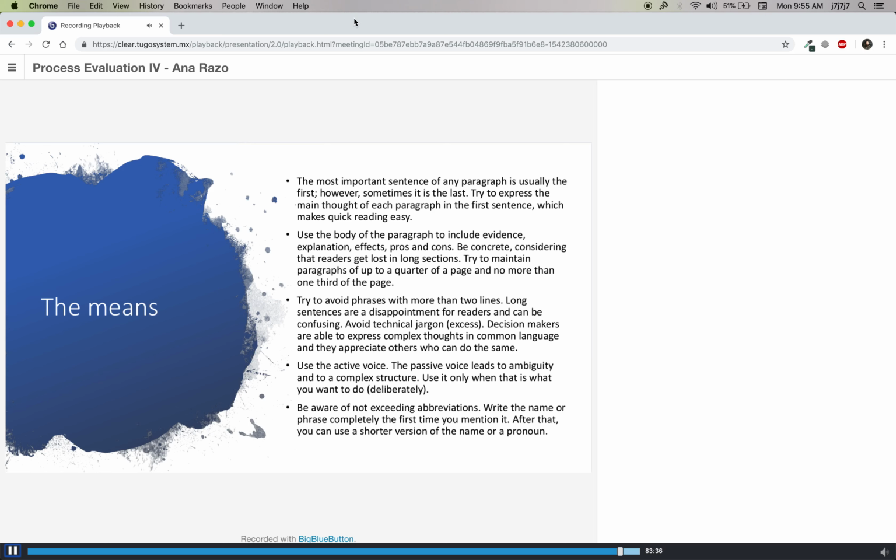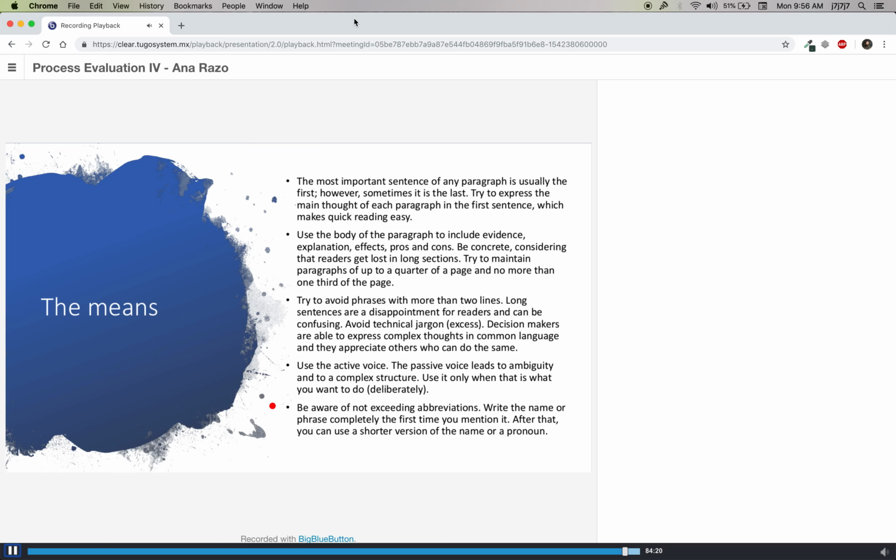Do not have very long sentences or paragraphs. Include short paragraphs. So keep these ideas. Try to avoid long phrases or sentences. Try to include coherent sentences. Avoid technical jargon. Of course, there are some methodological things that you need to include, but avoid including a lot of technical jargon, things that are not going to be understood by the readers. Remember that we are talking about decision makers, and this is going to be easier for the reader.